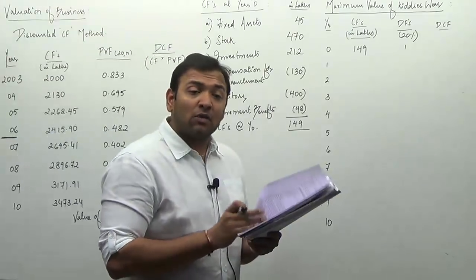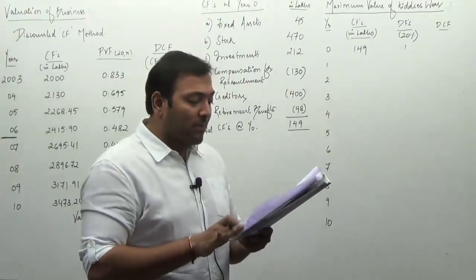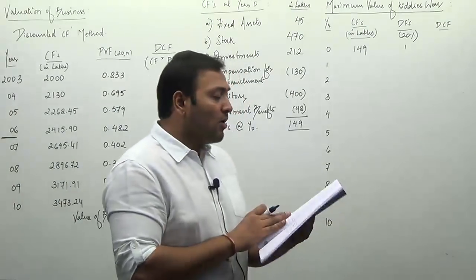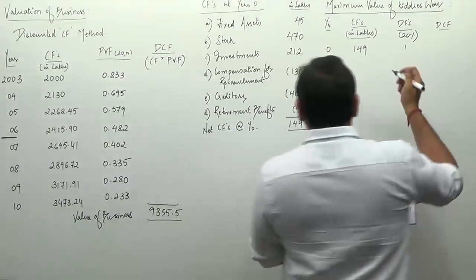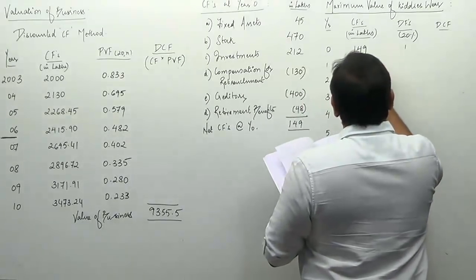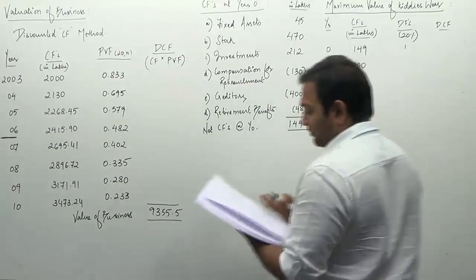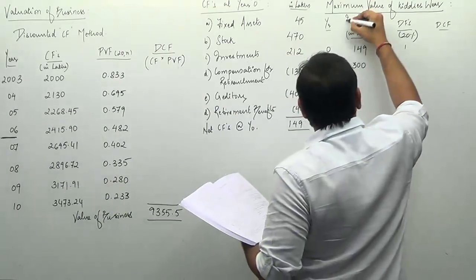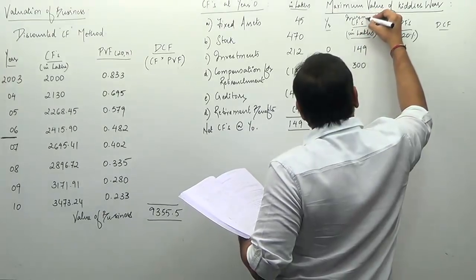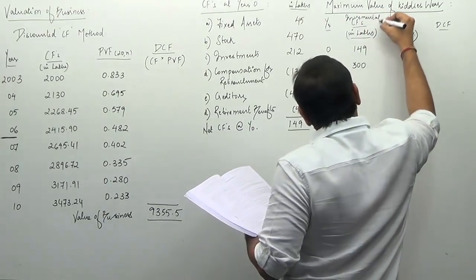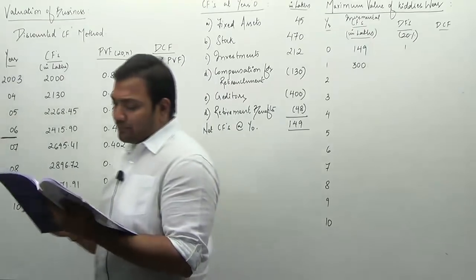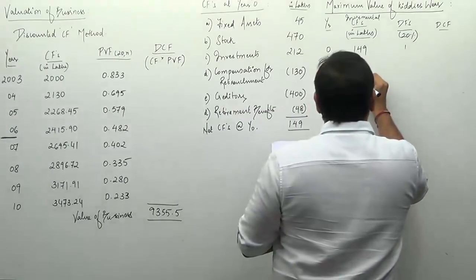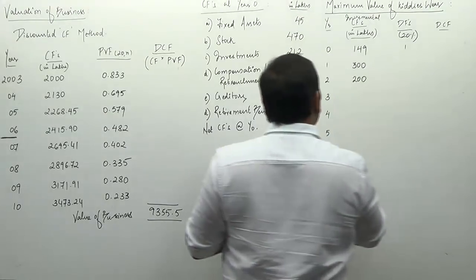Now what is the maximum value that Sham Garments can pay to Kids Wear? You need to observe what is the incremental cash flow to Sham Garments. First year, Sham Garments independently earns 1500, but if they take over Kids Wear they are earning 1800, so an incremental cash flow of 300. Or instead of writing it as cash flows you can call it as incremental cash flows. Second year, 1700 independently, combined basis 1900, additional cash flow 200.